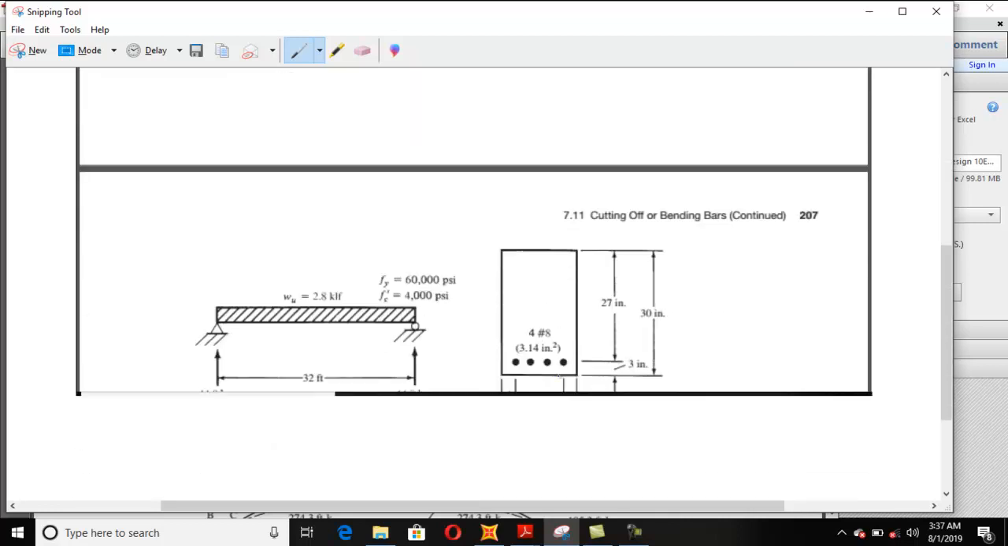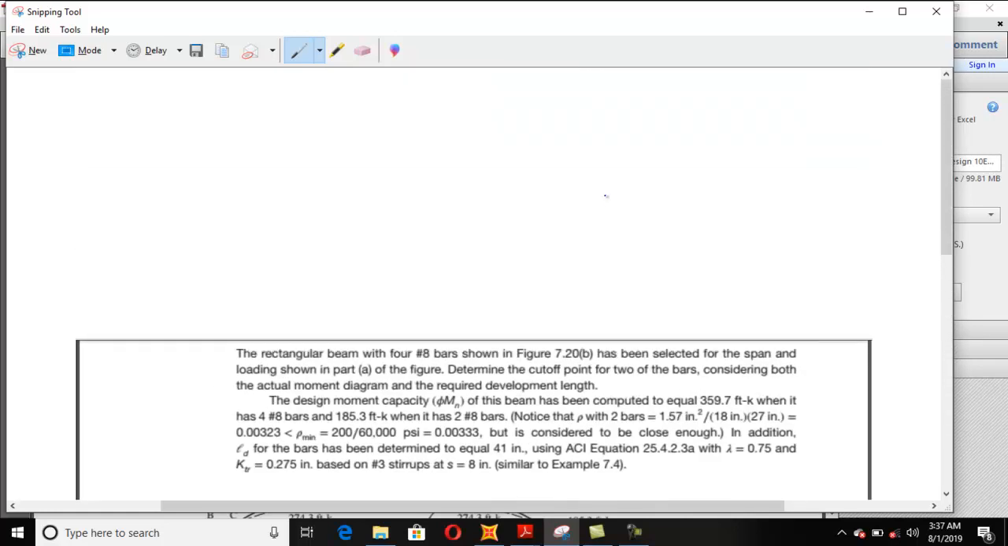Okay. So this is the equation. You have 4 bars. If you cut up these 2 bars, now what will be the moment capacity at that point, and at what distance we will cut those bars? Okay, so if I draw a cross section of that beam, let's say this is the beam.